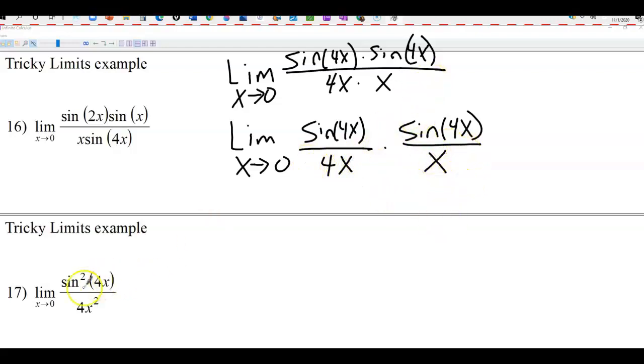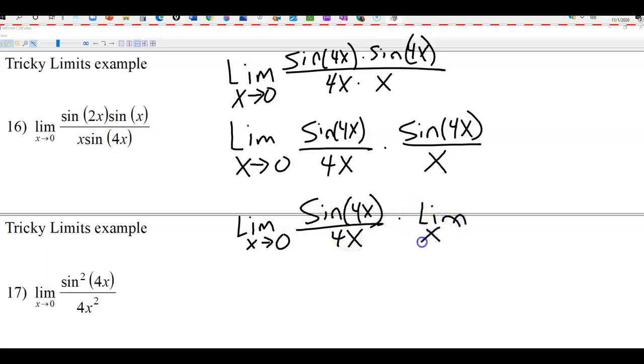All right, so there it is. I split up the sine squared into 2 sines, and I split up the 4x squared into a term with 2 x's in it. So that way I can have 2 separate fractions with x's in the top and bottom. All right, now we're going to distribute that limit into both of them. So I'm going to take the limit of my first fraction there, and then I'm going to take the limit of the second fraction there.